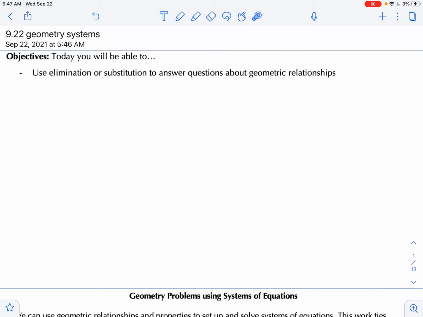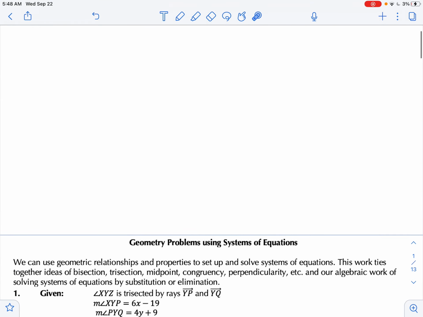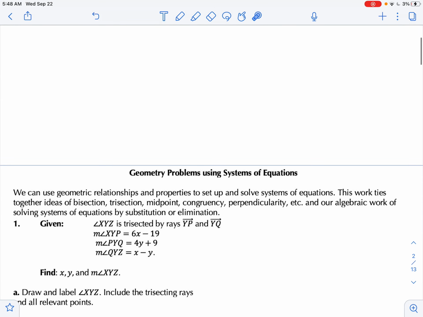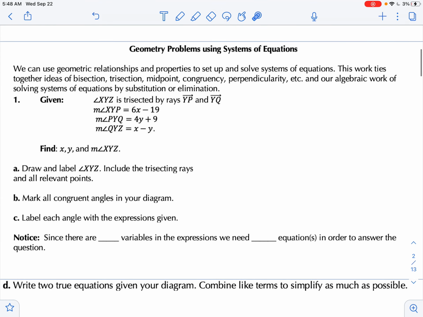Right, so today you are going to use elimination or substitution to answer questions about geometric relationships. We're going to start seeing this algebraic process make its way into geometry problems. This can be a little overwhelming because we're responsible for writing the system of equations and also solving it. As long as we're paying attention to information that we truly know in a situation, writing that system is going to be totally okay.